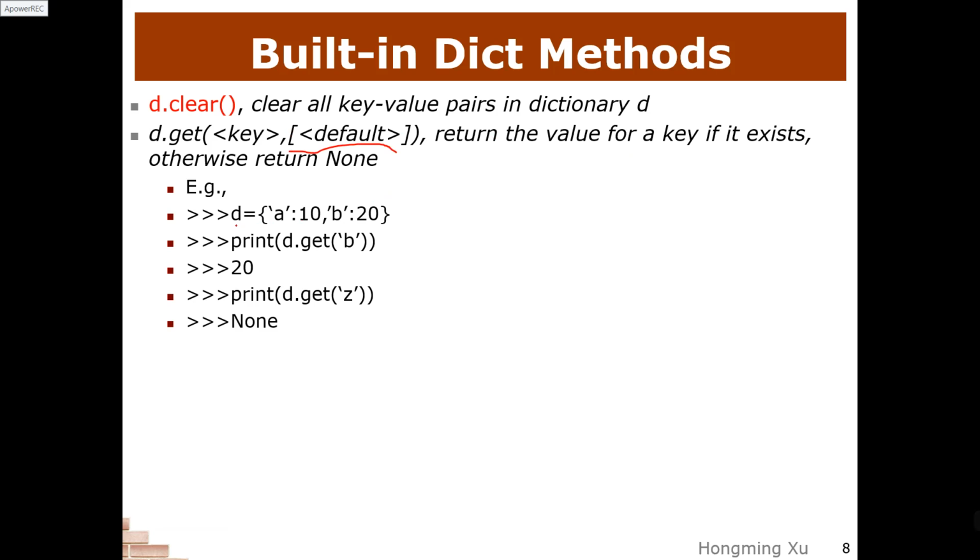Here I provide a very simple example. We define a dictionary D and we get the value whose key is B. The value is 20. When we try to get the key Z, we get None because in the dictionary there is no key that is Z.